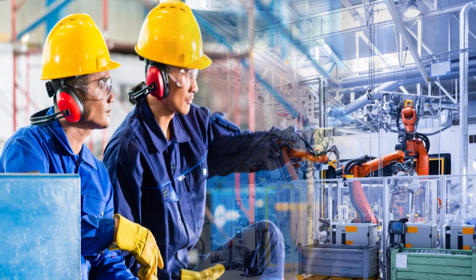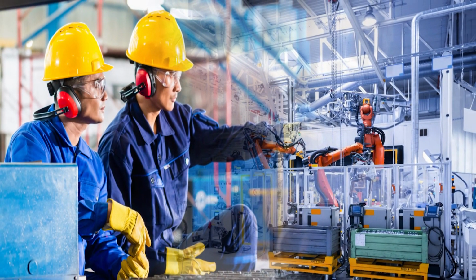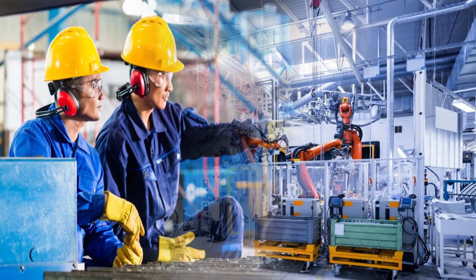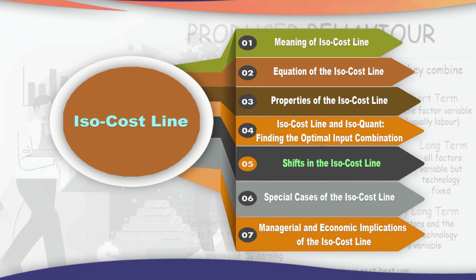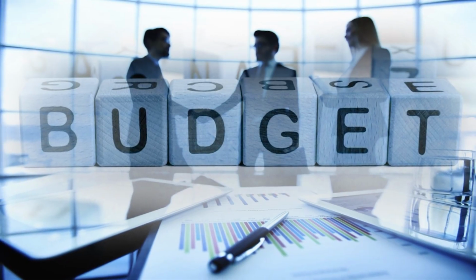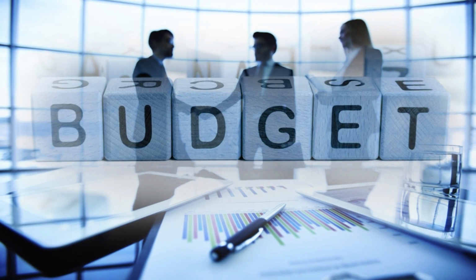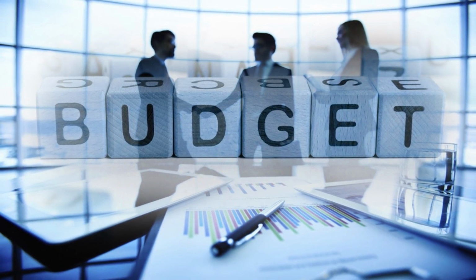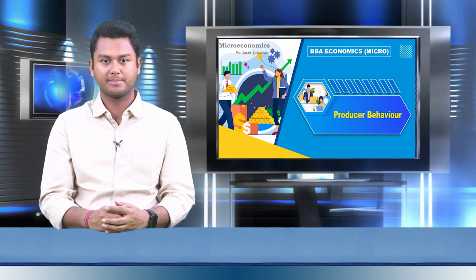For example, a business might decide on a mix of labor and machinery that allows it to produce goods at the lowest cost while maintaining efficiency. Looking at the shifts in the isocost line, the isocost line can shift due to the following reasons. First is change in budget. If the firm's total budget increases, the isocost line will shift outwards parallelly, meaning it can afford more inputs. If the budget decreases, it will shift inwards.